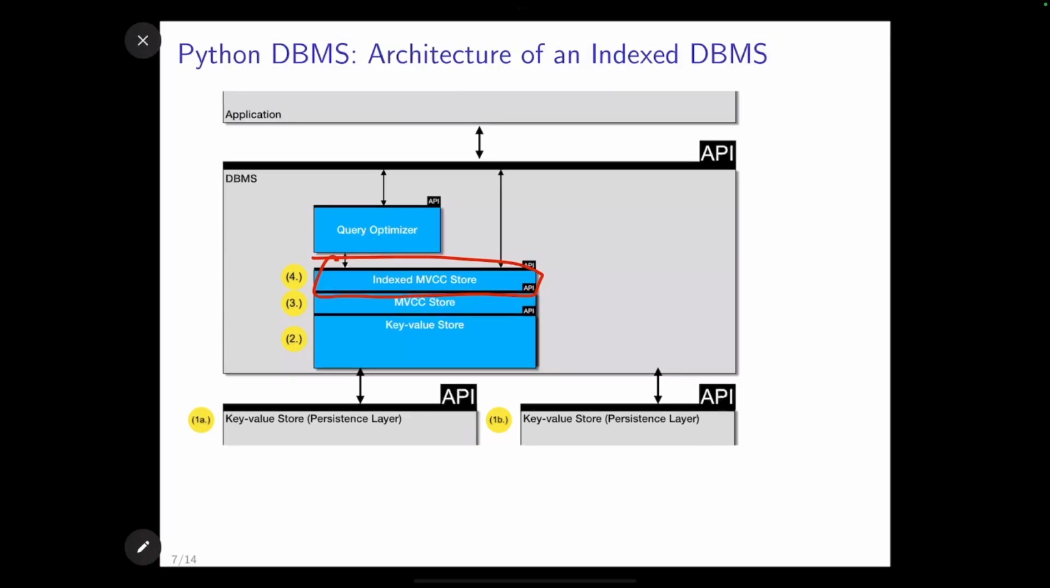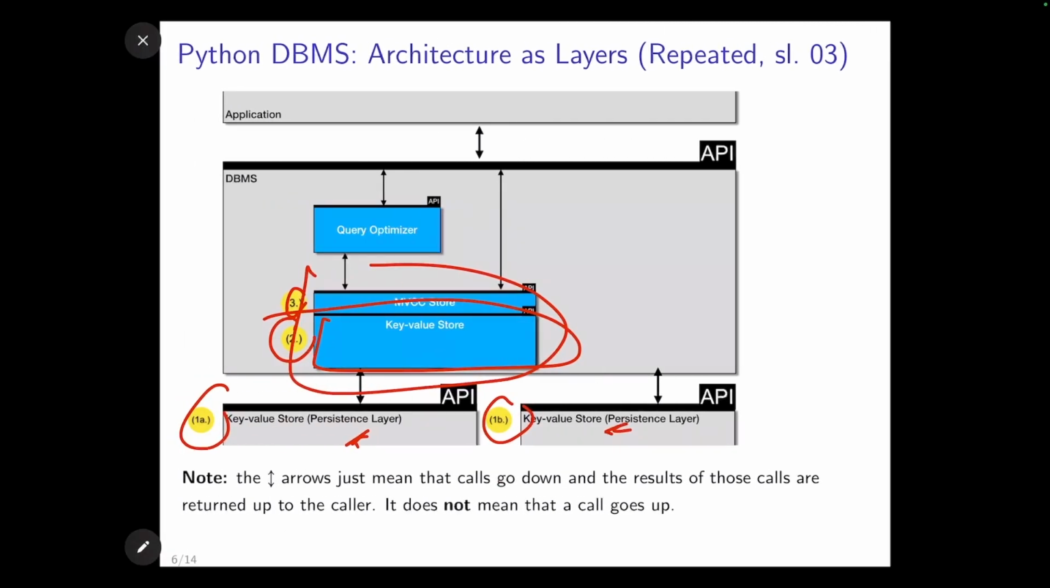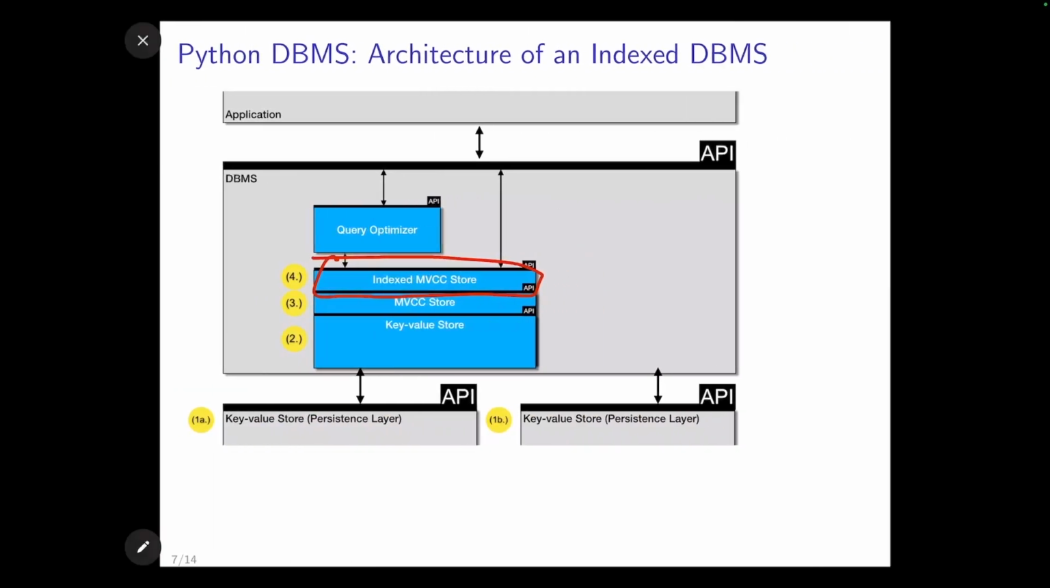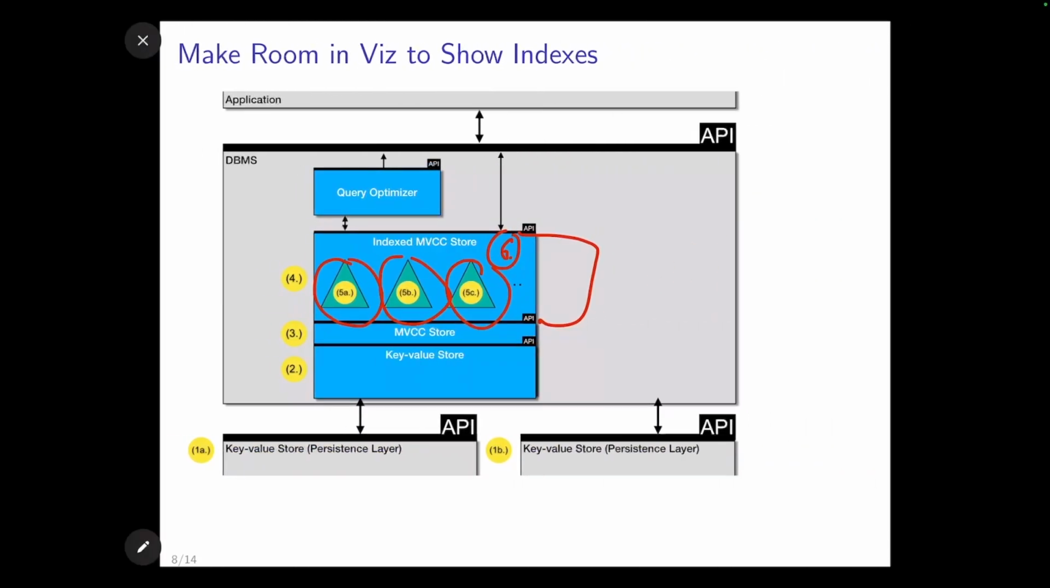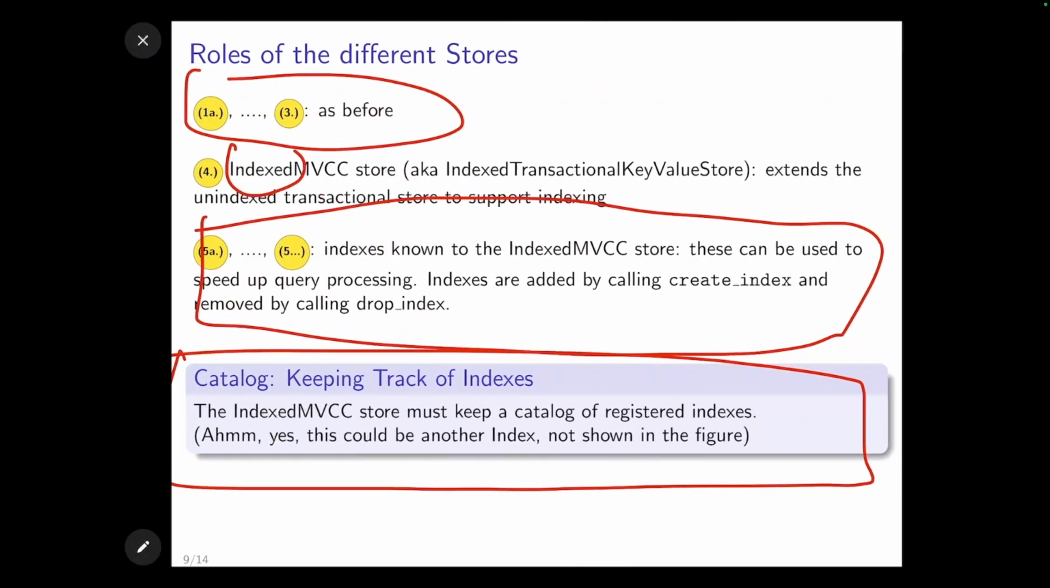Basically we extended the store. So previously it was like that. We had the key value store and the MVCC store. And then we extended that to wrap the MVCC store again to be an indexed MVCC store. We look at what that means and what it entails, because a couple of new methods will be added. But inside that indexed MVCC store, we will have index structures, allowing us to look up a specific key without having to scan all of the existing key value pairs in our store.